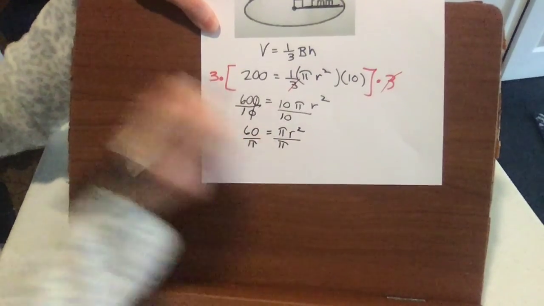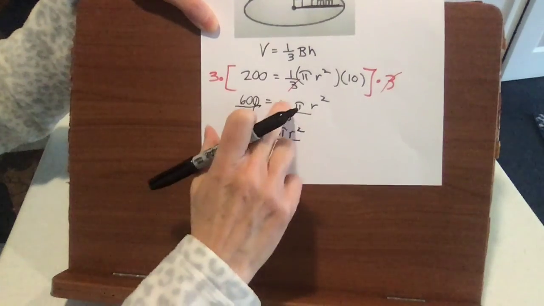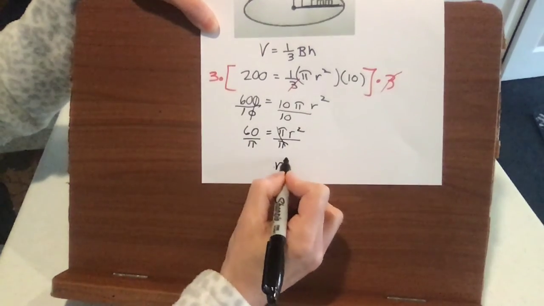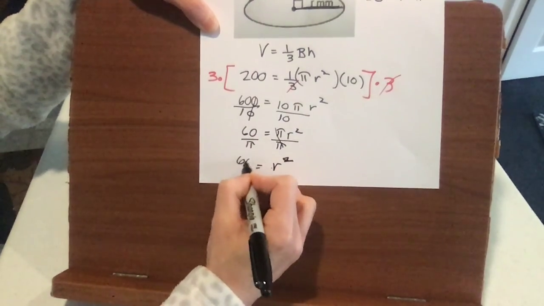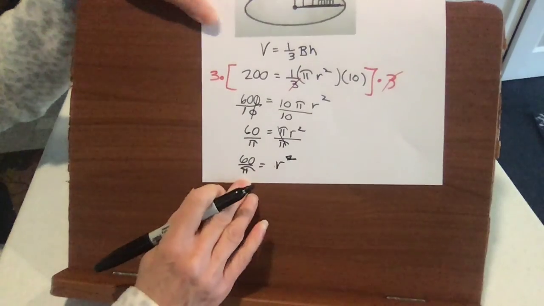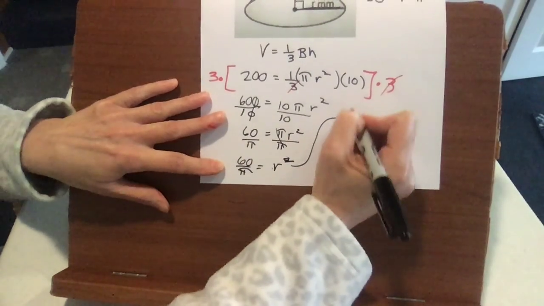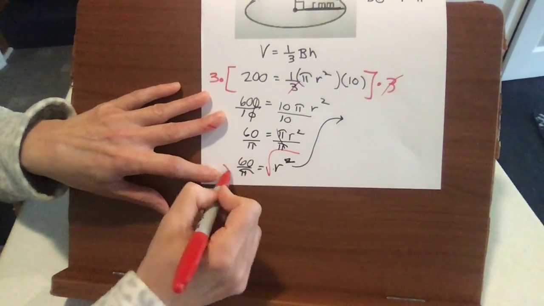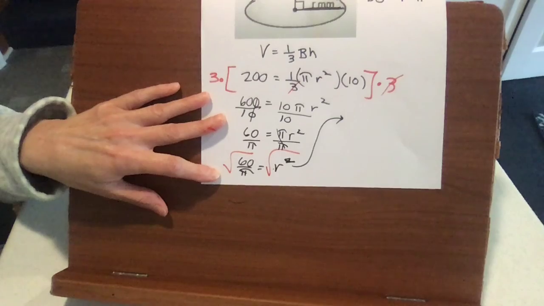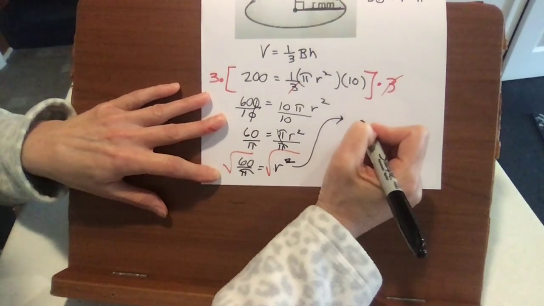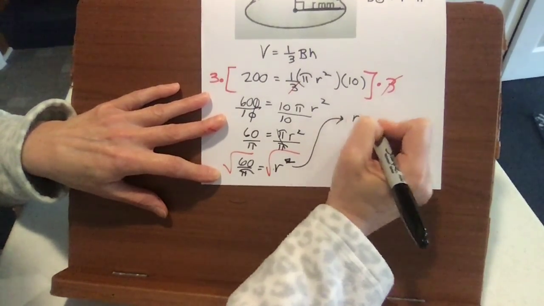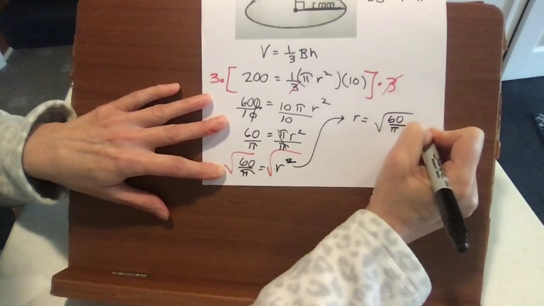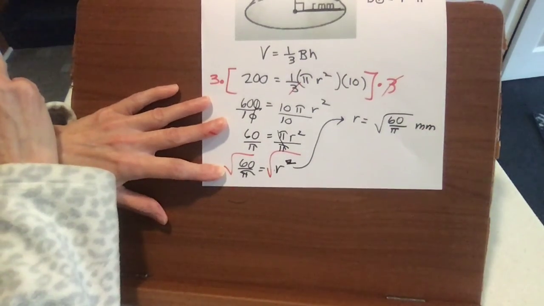Since they wanted it in terms of pi, you really don't want to do the step of dividing by 10 pi here anyway. And reduce. So you're going to have r squared equals 60/pi. All right, so we're not done yet. I'm going to bring this up here. So if I take the square root of both sides, okay, then I only want the positive r because it's a length, a distance. So I've got r equals the square root of 60/pi, and the units are millimeters. And that is exact. It's kind of weird looking, but it is exact.